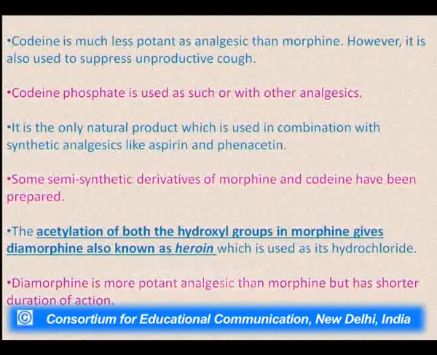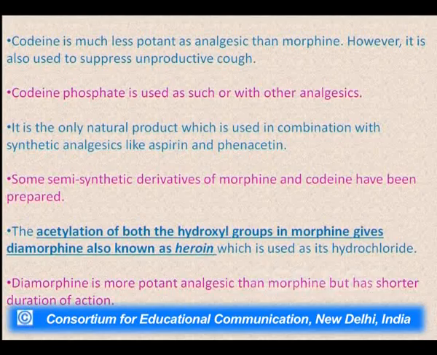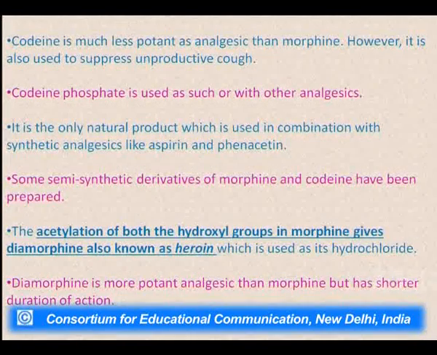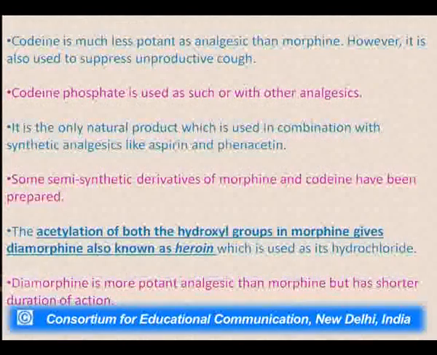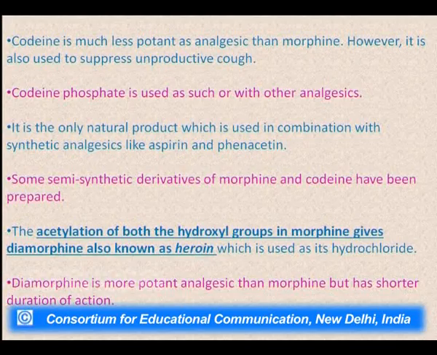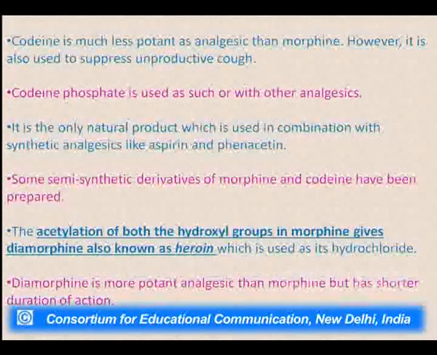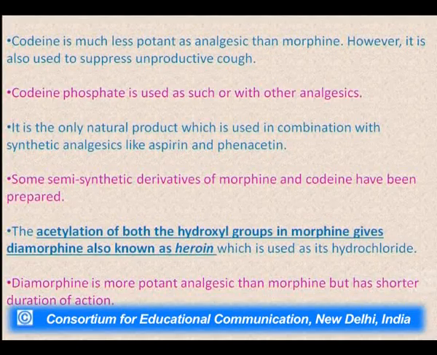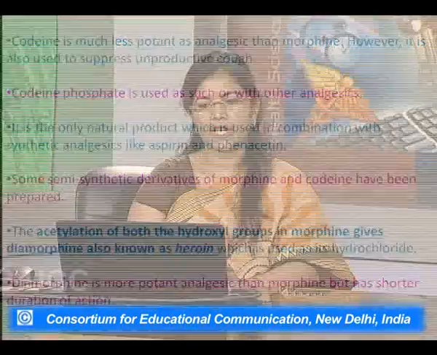The acetylation of both the hydroxyl groups of morphine gives diamorphine, which is also known as heroin, a well-known drug which is used in its hydrochloride salt form. This diamorphine is a more potent analgesic than morphine but has a shorter duration of action. It relieves the pain for less time.